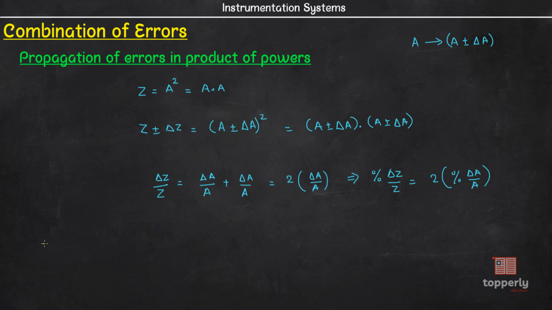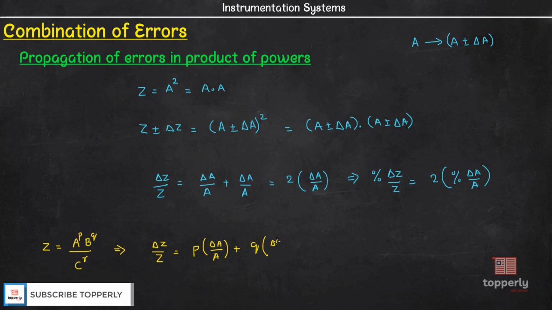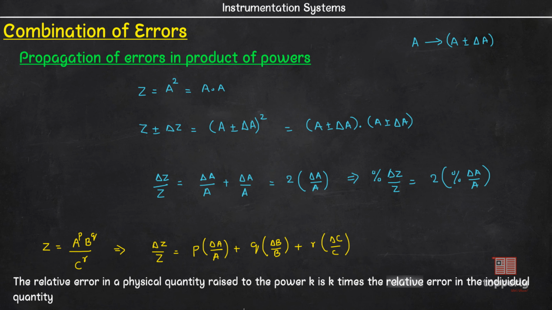In general, if z is equal to a raised to p, b raised to q and c raised to r, then the relative errors can be expressed as delta z by z equal to p times delta a by a plus q times delta b by b plus r times delta c by c. Hence, as a rule, we can write the relative error in a physical quantity raised to the power k is k times the relative error in the individual quantity.